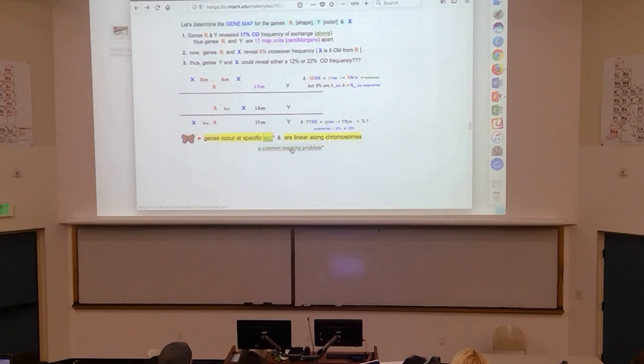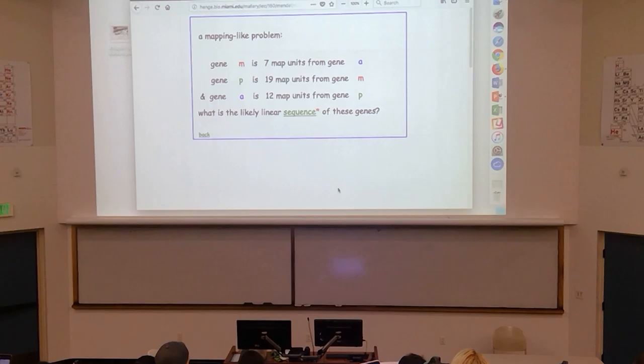Here's a common map problem that I think I'm going to hold you responsible to be able to do. I'm going to give you the genes and the relative map distances between them. There they are. M is 7 map units from A, P is 19 map units from M, A is 12 map units from P. What's the linear sequence of those genes? Put them in order. First one to yell it out. What's wrong with MAP? It works too.